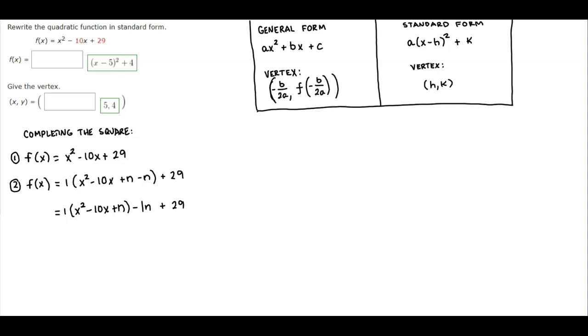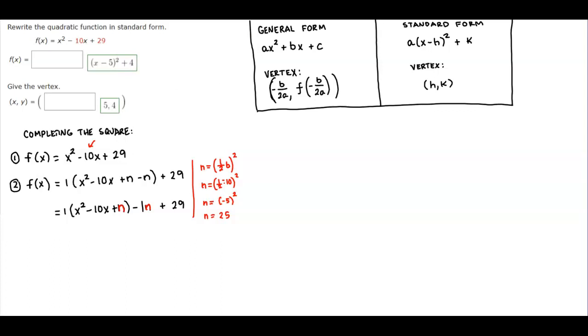Okay, now we need to complete the square. So by completing the square, we're going to take the value of n, which is going to equal 1/2 of b, and then square it. Well, we know that the value of b is negative 10. So this is 1/2 times negative 10, and half of negative 10 is negative 5. And if we square negative 5, we get 25. So therefore, this is going to represent n.